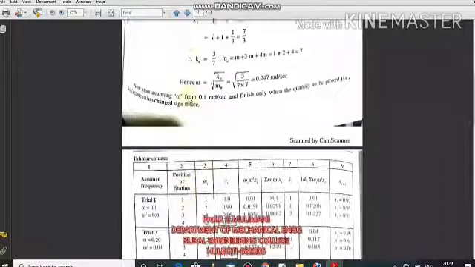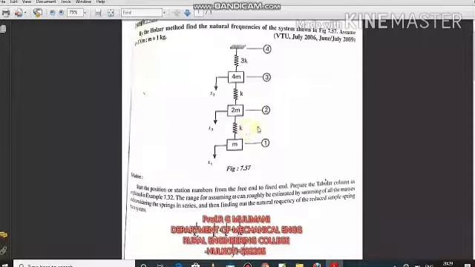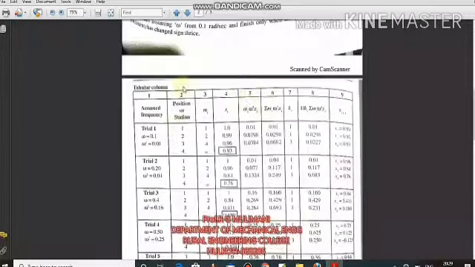We need to write the position of all the masses from the free end. The mass which is at the free end is the first position. This mass is the second position, then the third position, and the fixed end is considered as the fourth position. Position 1, position 2, position 3, position 4. In the second column we are mentioning the positions, which is the same for all the trials.